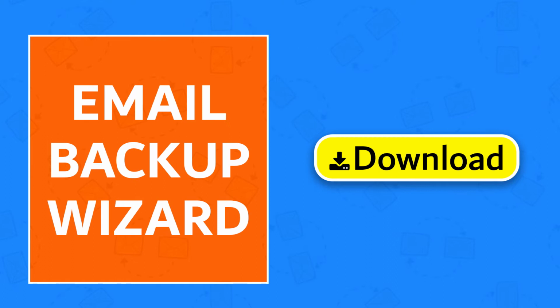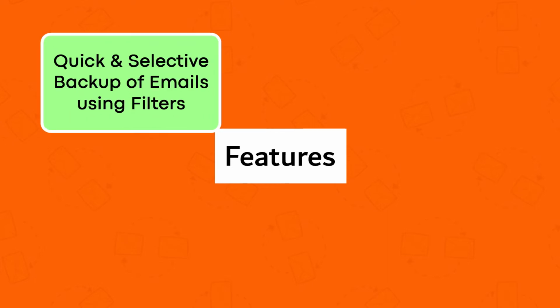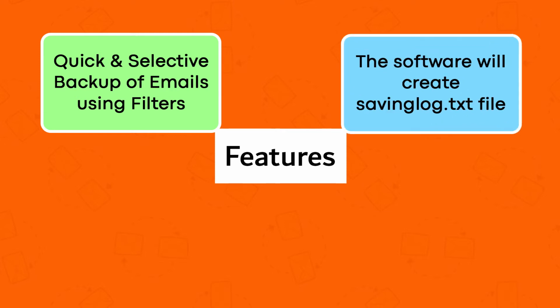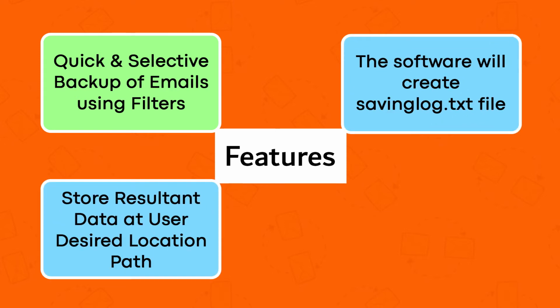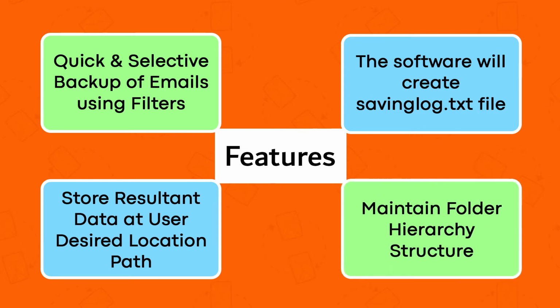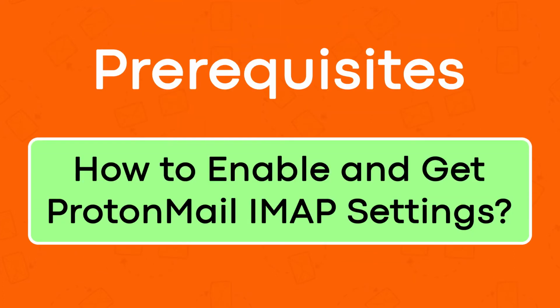First of all, download now Email Backup Wizard. Use Email Backup Wizard and get these ultimate features. Quick and selective backup of emails using filters. The software will create a saving log.txt file. Store resultant data at a user desired location path. Maintain folder hierarchy structure.